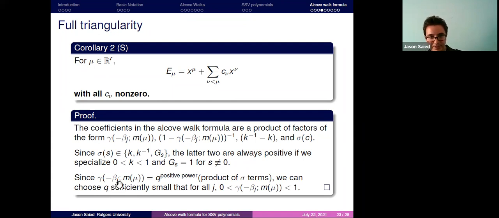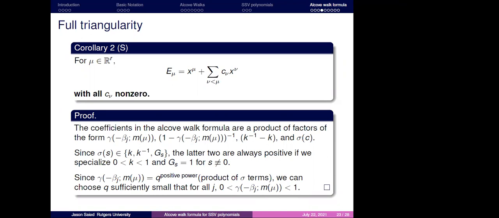So for each beta j, if you take q close enough to 0 and positive, you can get gamma in the desired region. And you just do this for all j. There's only finitely many of them that are relevant to you at a particular time. You can get them all between 0 and 1. So what that means is that we have positivity and there's no cancellation. So we can precisely characterize the powers that show up in E mu.